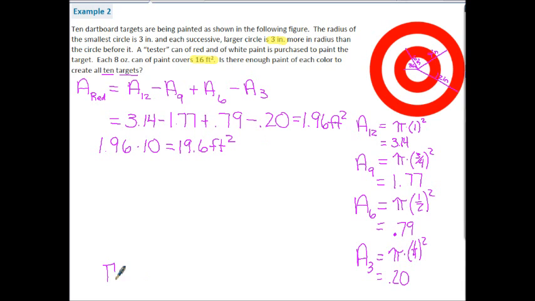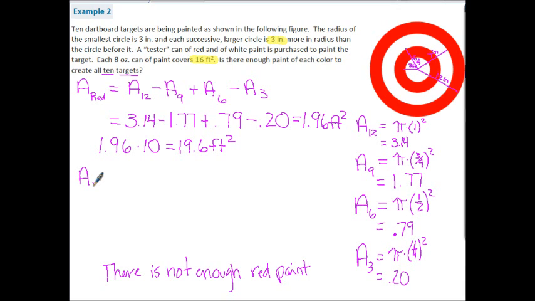There is not enough red paint. However, they're asking for both red and white, so we also want to calculate the white.